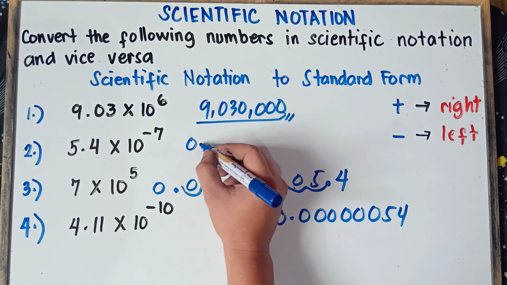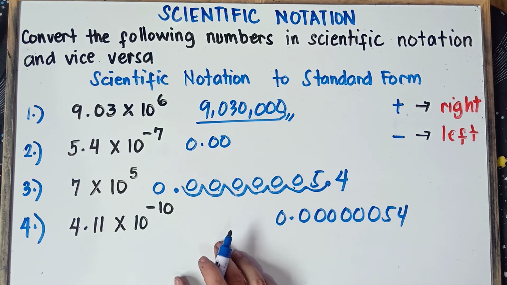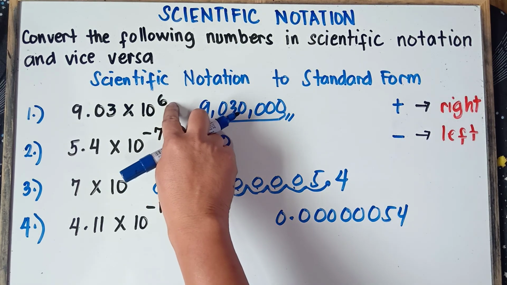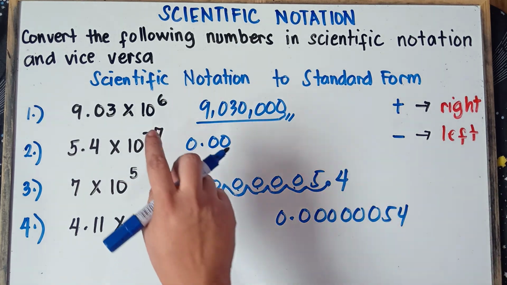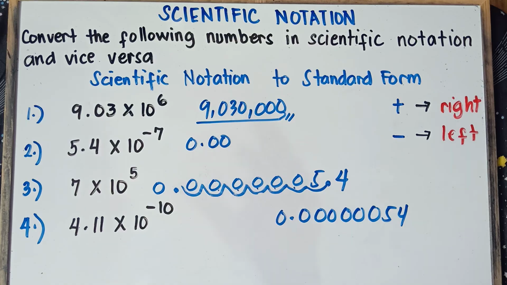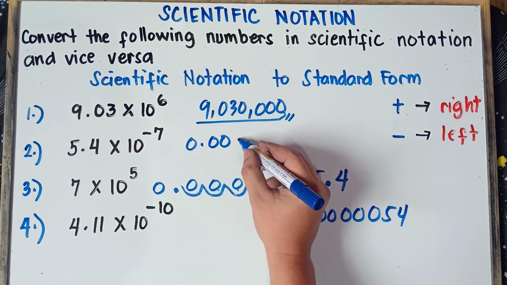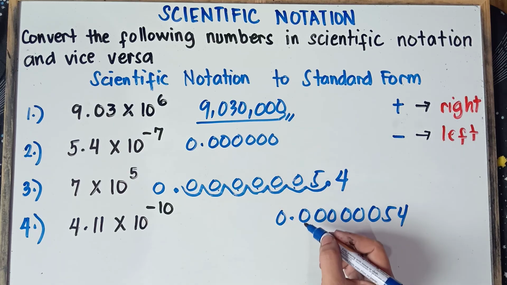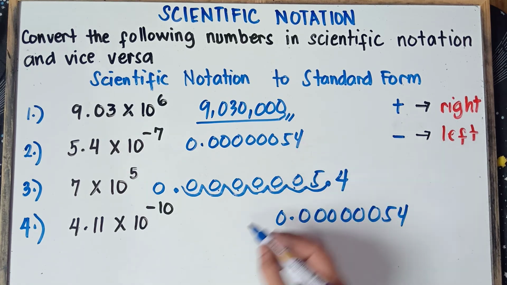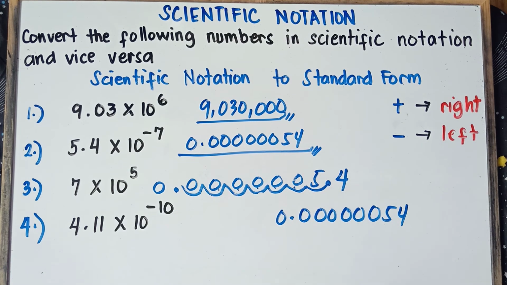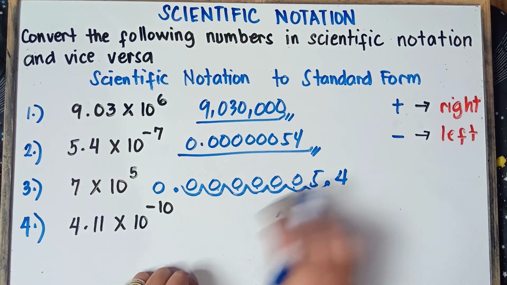Very easy, right, for this one? Just simply remember that one, class. If it's positive exponent, move to the right. If it's negative exponent, move to the left, starting from the decimal point. Alright, so how many zeros? We have 6 zeros, and then 5, 4. That's it. All set with regards to example number 2.